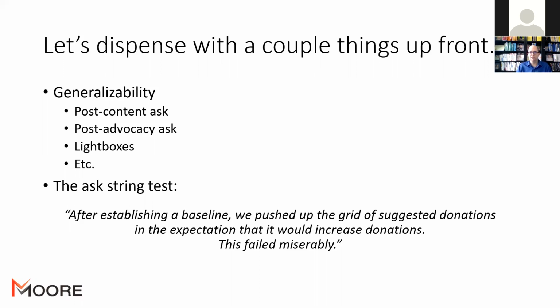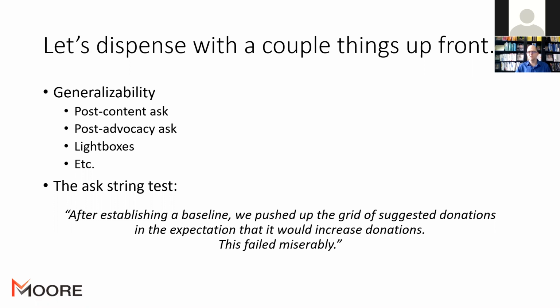And then I'm also going to dispense with the ask string test here. They say, after establishing a baseline, we pushed up the grid of suggested donations in the expectation that it would increase donations. This failed miserably. These are the author's words. And if you know scientific papers, you recognize that that's not a normal thing for an author to say. They usually say there was a significant downward effect, negative effect on response rate, P is less than 0.01, those sorts of things. They don't say this failed miserably, which is an indication of how badly it failed.